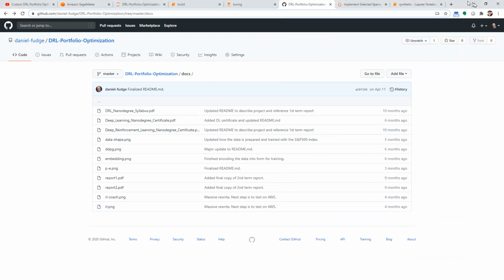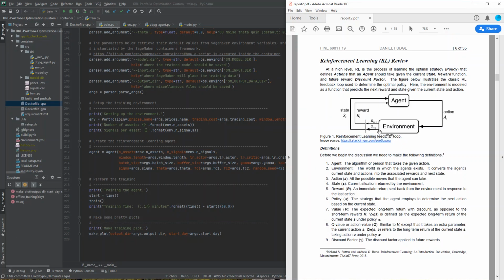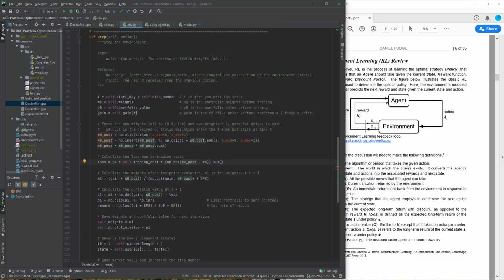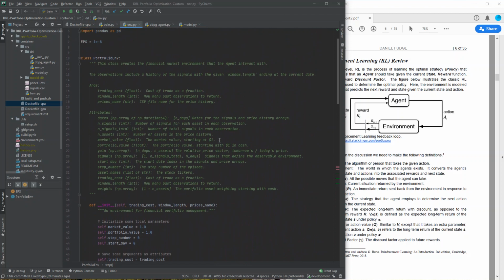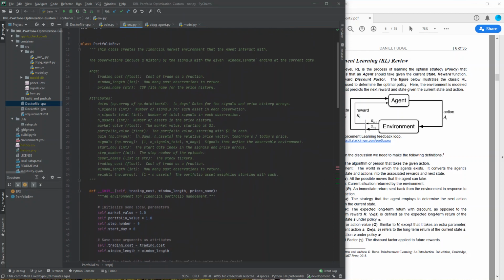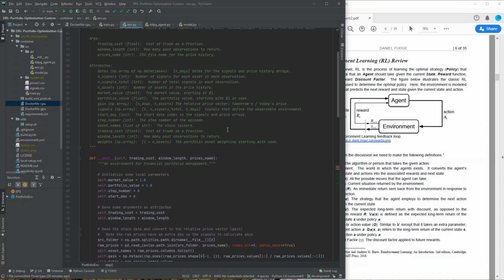Keep this in mind, because you can see the code really follows this feedback loop well. The first thing it has to do is set up the portfolio environment. This env is the environment, and that's literally this box here. When we step to it, we can see we start up and it initializes it. This environment, of course, is the financial market environment that we want to interact with.